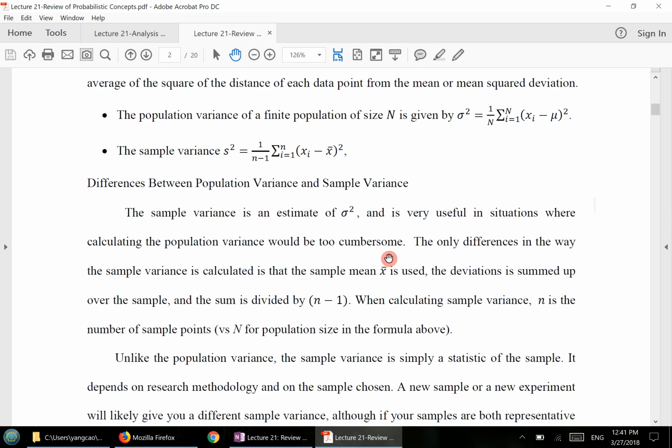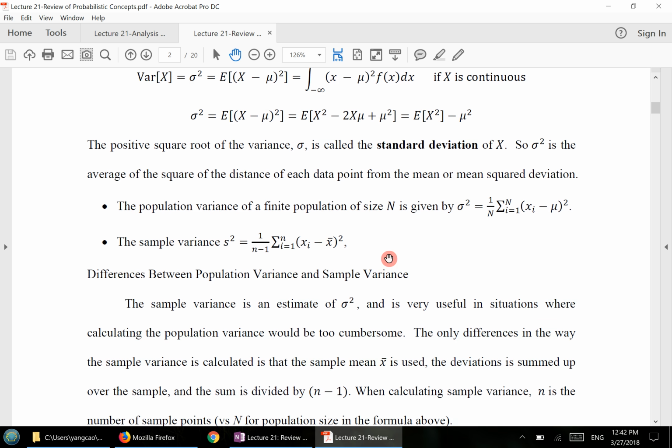Then you can take a look at the difference between population variance and sample variance. It's a very simple difference. Population variance means here's the population, say 100 is the population. A sample means you take a certain number of samples out of the population. Your population may be 1,000, but you're only sampling maybe 100 out of the 1,000.